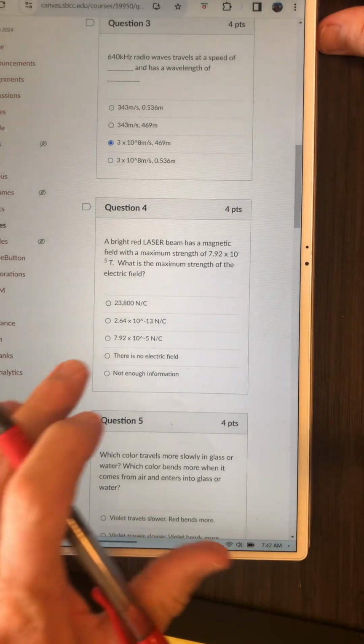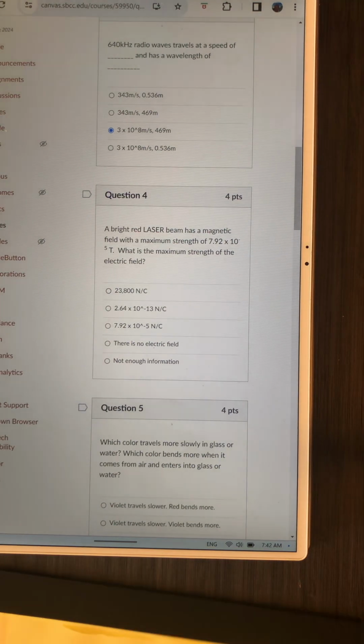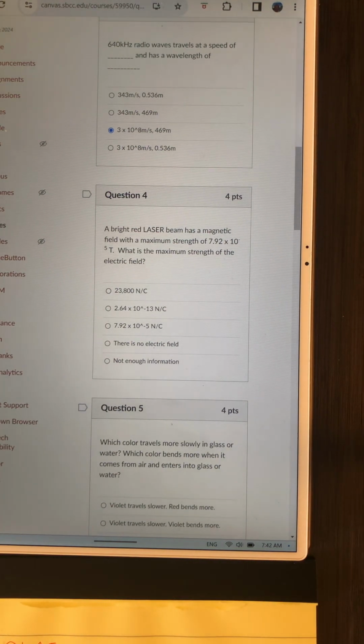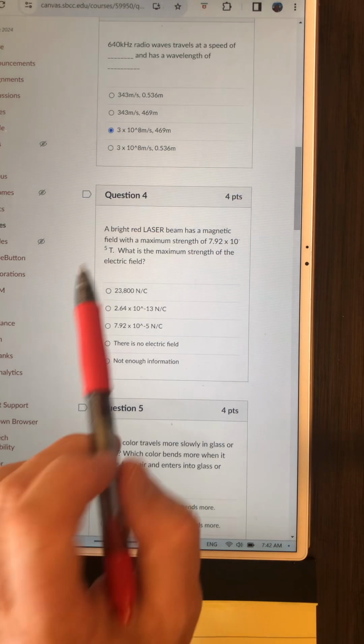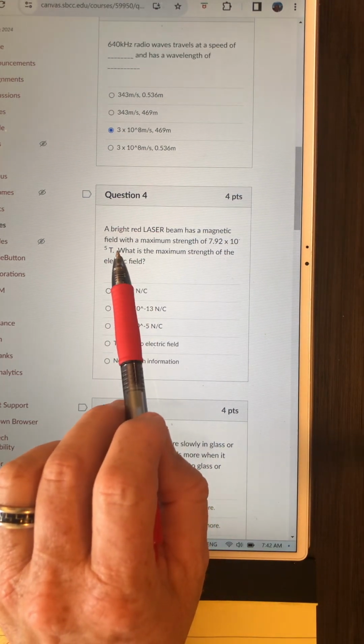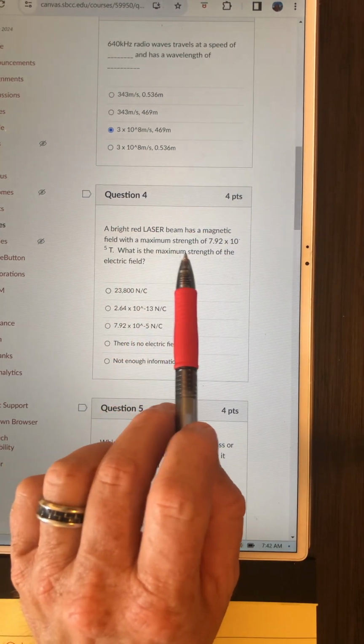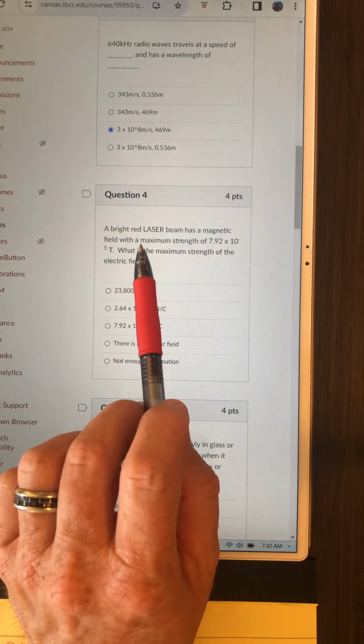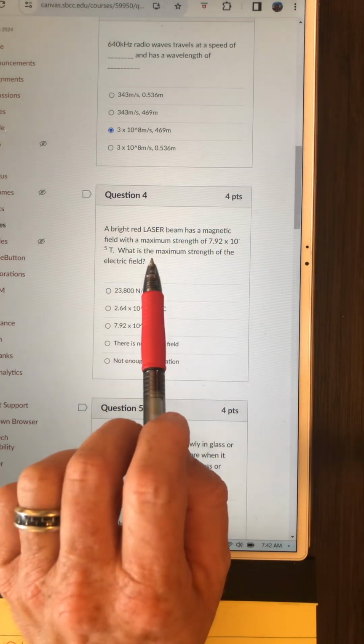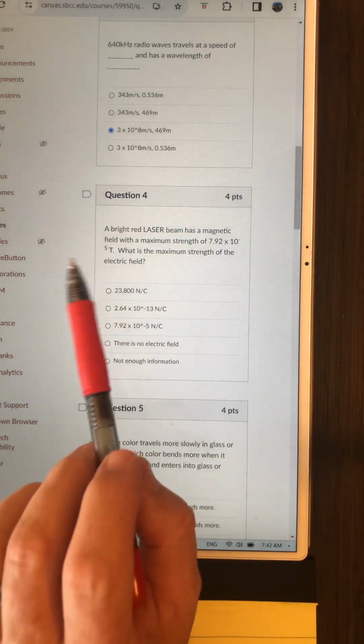All right, another one here from our, I guess this is the second chapter in our sequence. 18, does that make it 19? But this is the laser beam, another electromagnetic wave. It says a bright red laser beam has a magnetic field with this much strength.